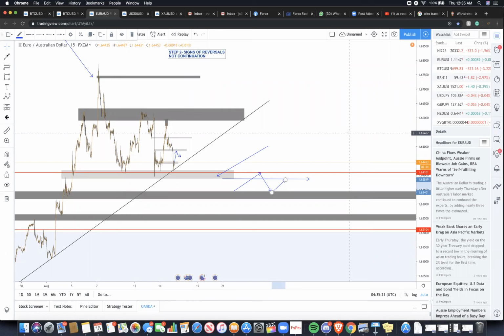Does everybody understand the three-step system? If you do, type 1. If you don't, type 0.